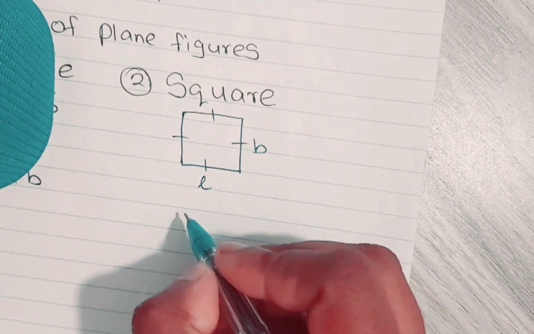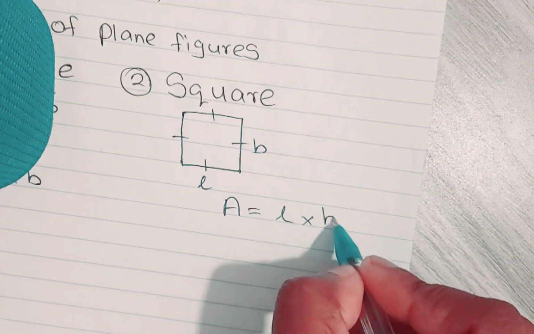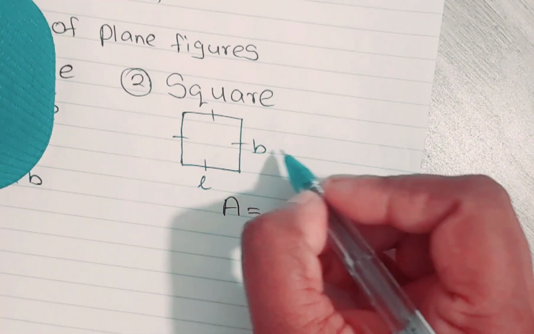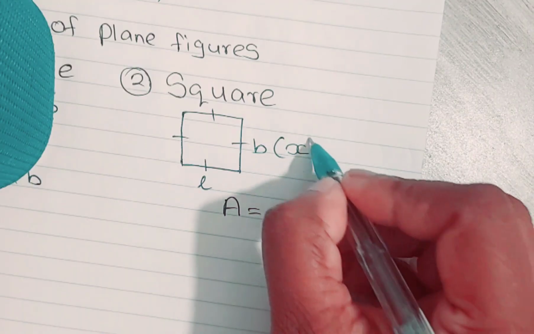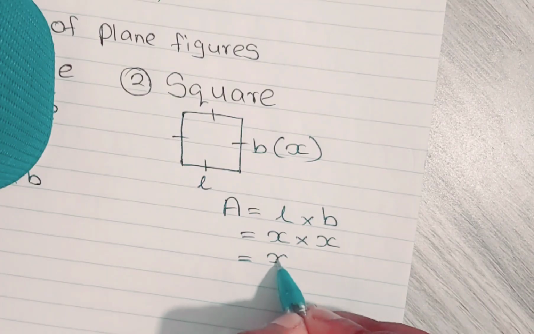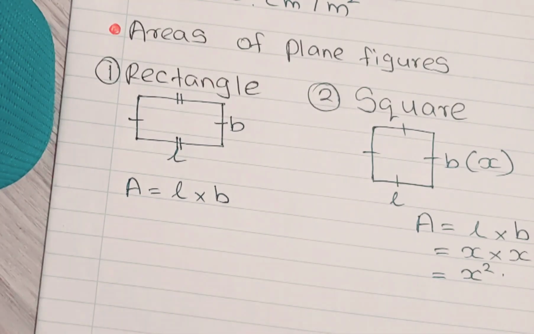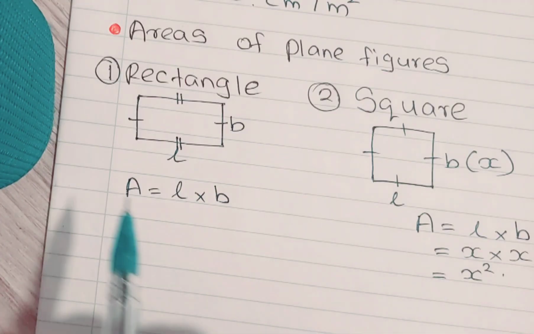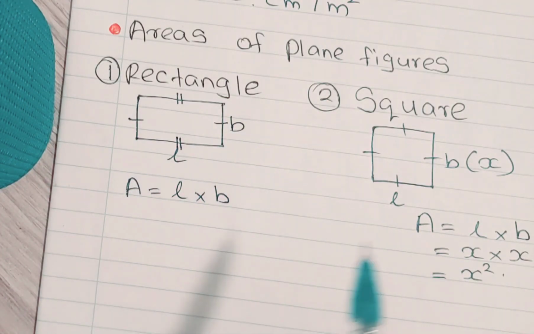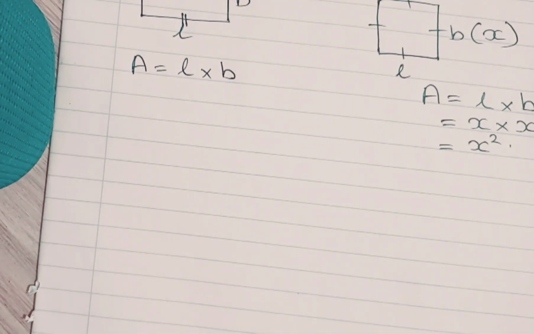Here also you can find the area like this. Area equals length into breadth, right? So if I take breadth as simply x, I can write x into x, that means x to the power 2. Like this you can find the area of the square. That is the way you find the area of the rectangle. It's easy to keep in mind: the area of the rectangle and square both are length into breadth. Okay, then we can go for the other one.